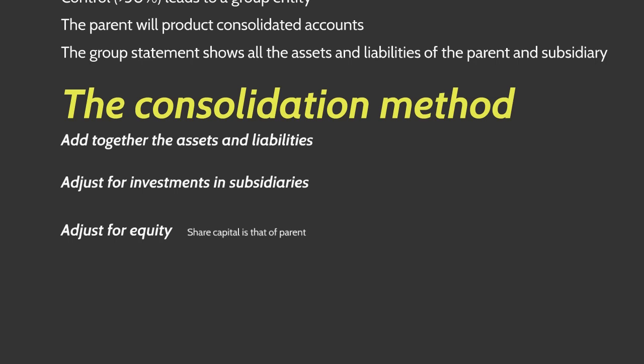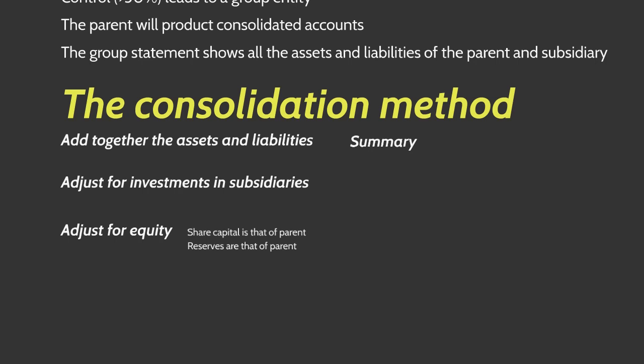With equity, the share capital that appears in the group statements is always that of the parent only, and the same goes for the reserves. So for the capital part of the statement of financial position, when you are doing a consolidation, you only ever include the share capital of the parent and the reserves of the parent. And that is the basis for the adjustment that we'll make, and we'll show that in an example.